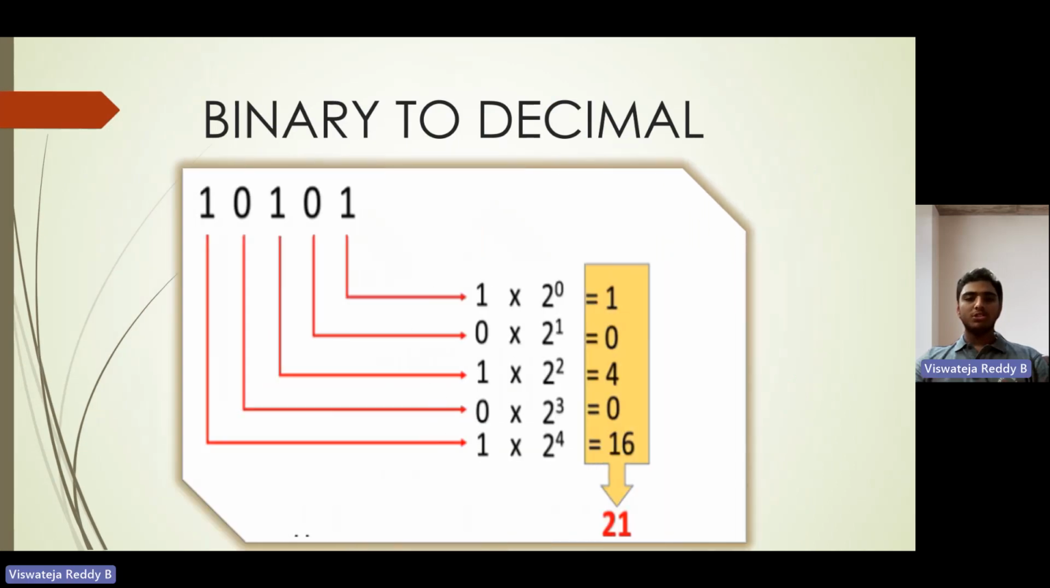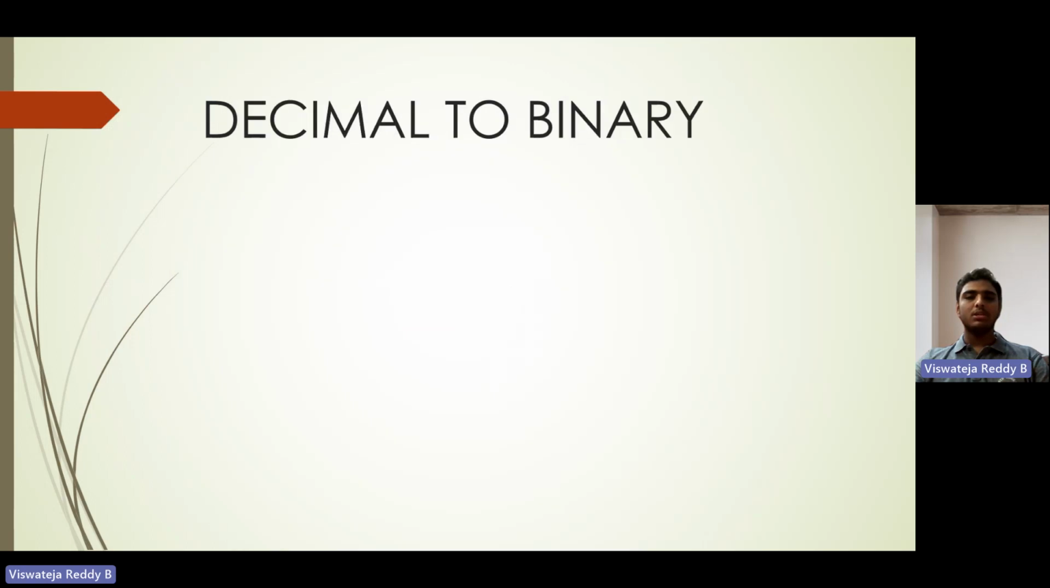Now binary to decimal notation. Here the binary number given is 10101, which is represented as 21. We take 1 into 2 to the power 0, and 0 into 2 to the power 1, and 1 into 2 to the power 2, and 0 into 2 to the power 3, and 1 into 2 to the power 4. By adding all the results, we get the sum of 21. This is the representation of a binary number in decimal format. So binary number 10101 results in 21 in decimal format.